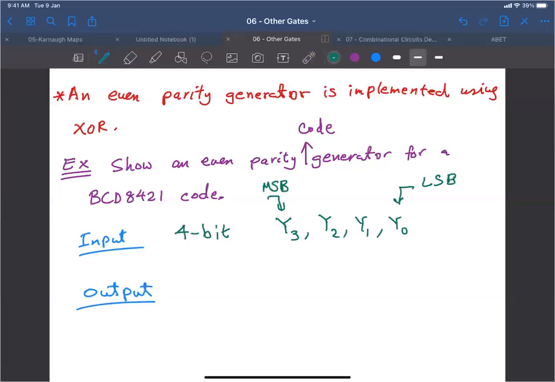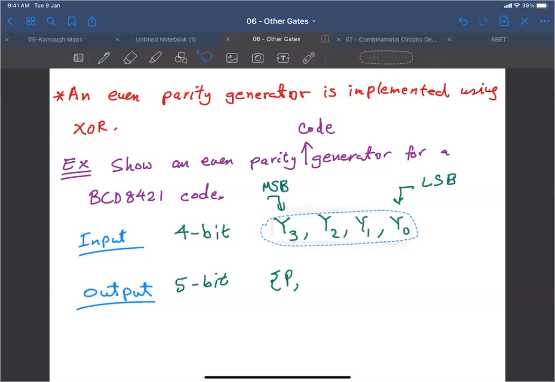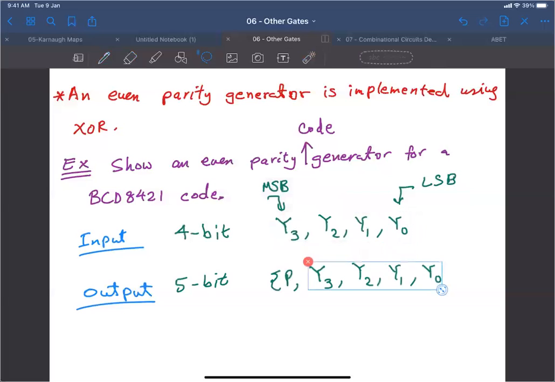And for the output now, notice that I'm generating the code now, not just the parity bit. So what is the size of my code, my output? 1 plus 4, which is 5, basically. The output is 5-bit, and it is composed of P, which is the parity, plus the input code itself, which is this one. So this is my output.